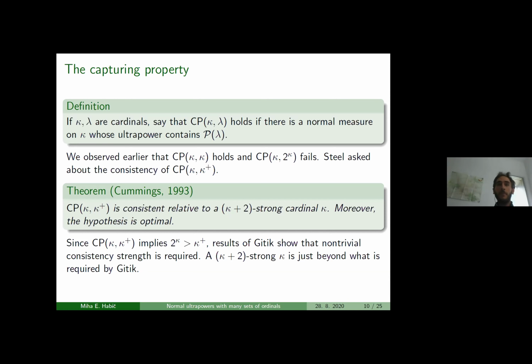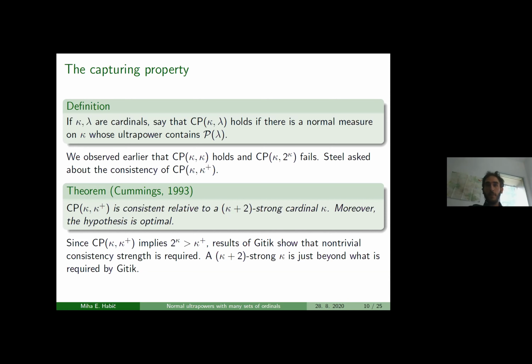He proved that this capturing property at kappa kappa plus is consistent relative to a kappa plus 2 strong cardinal kappa. So what he managed to do was to start from a relatively large cardinal and force to a model of this capturing property. Moreover, he proved that this large cardinal hypothesis is optimal. So if this capturing property holds, then kappa must be kappa plus 2 strong in an inner model.